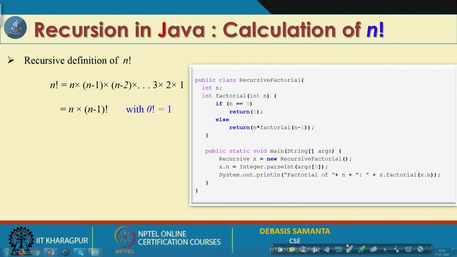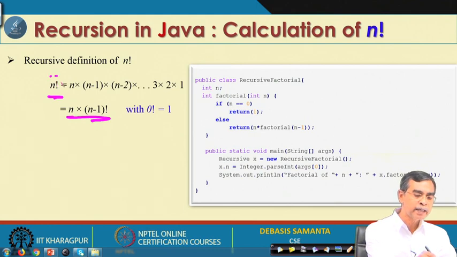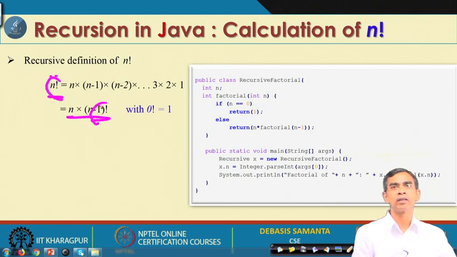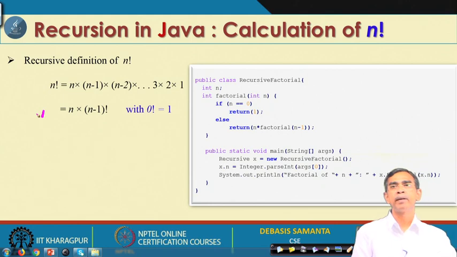Here is the recursive definition: n factorial is equal to n into (n minus 1) factorial. It is called a recursive definition because n factorial is defined in terms of n minus 1 factorial. That means the same thing is defined by itself, and that is why the concept is called recursive. Now, this definition can be straightaway implemented in a recursive program. Let us look at the code.